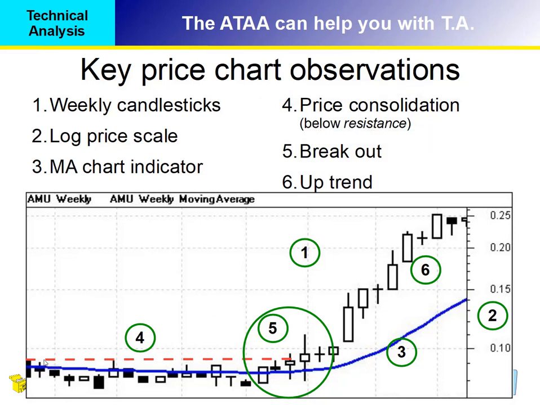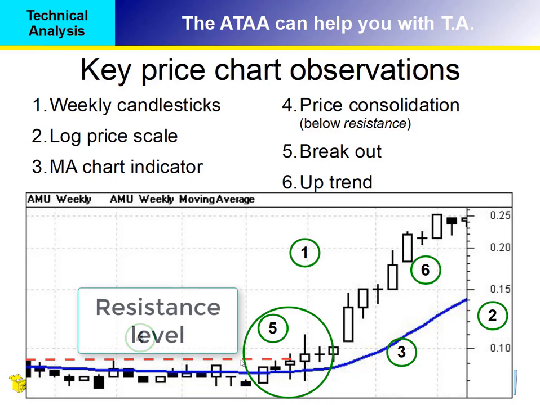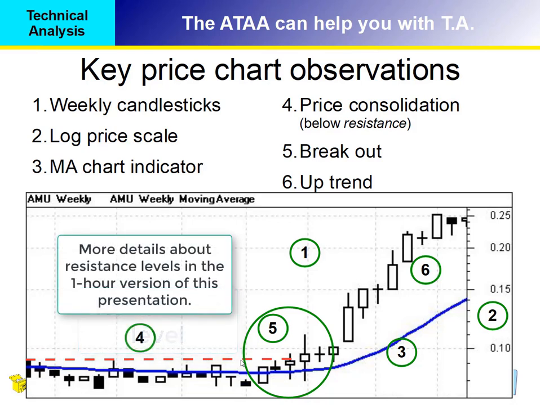The fourth thing here on this particular chart is an observation which is indicative of price consolidation. I've drawn a red dotted line across the chart at about 9 cents, and we can see that for the first several weeks here on this chart, the price action is stuck below that red line. In technical analysis terms, we call that a resistance level on the chart, and I'll explain why that's so important in a few minutes time.